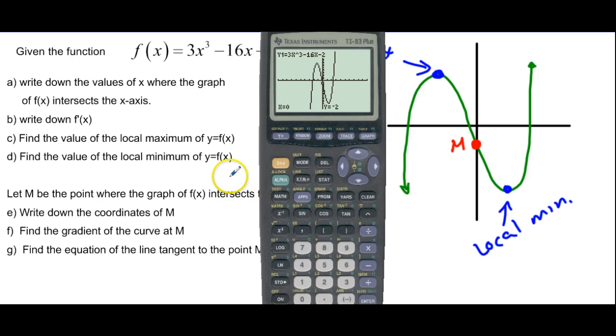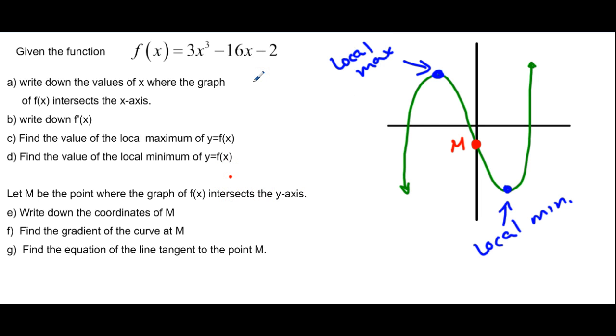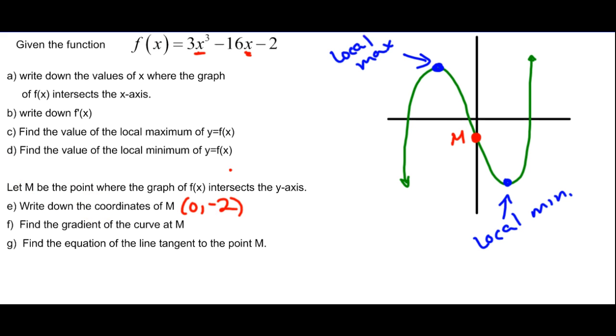All right? Simple as that. Or if you wanted to easily do that on the function, you just have to plug in 0 here, and then it'll give you negative 2 anyways, all right? So 0, negative 2 is your y-intercept, your coordinate for M, right?